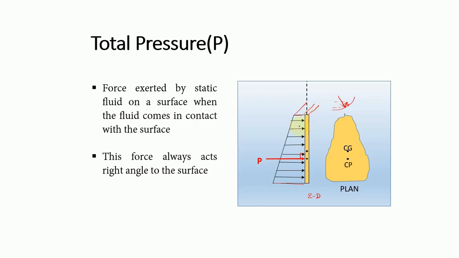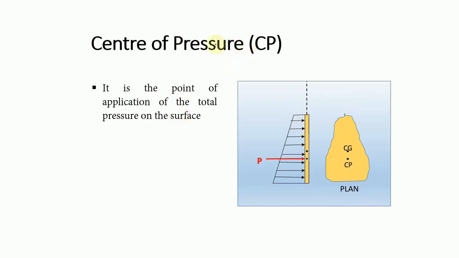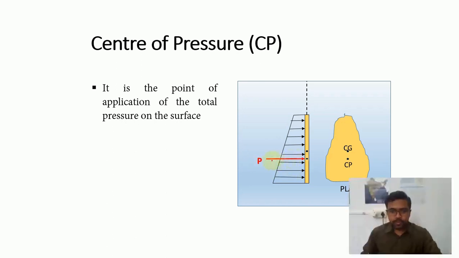Right? Next, the center of pressure. Center of pressure means the point of application of the total pressure force. Here it is represented by Cp. This is the cross section, but if you look from this direction, it is actually a two-dimensional object, so it is given as a plan. If you keep it in a horizontal plane, it looks like this. So Cp is the point of application of the total pressure.